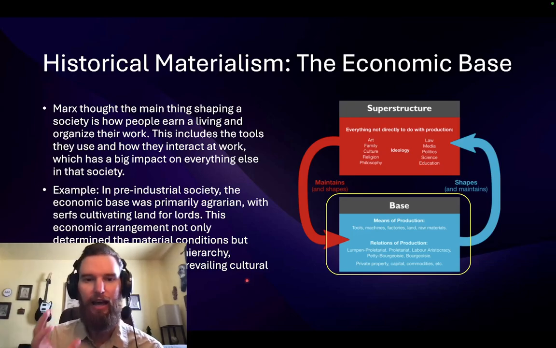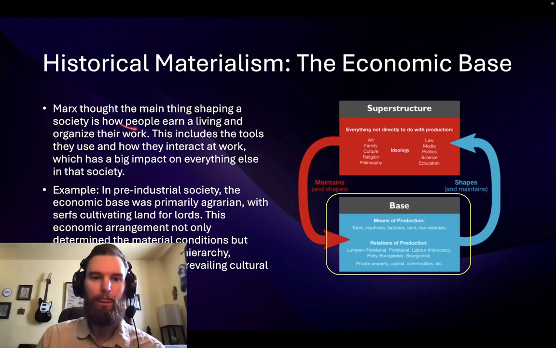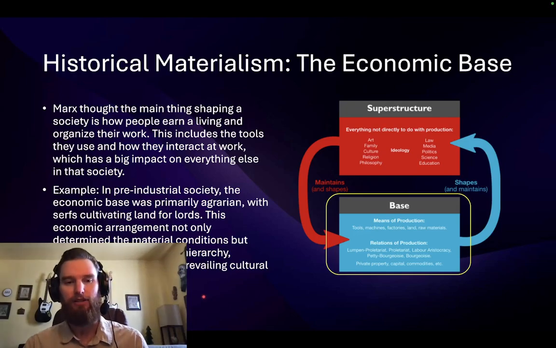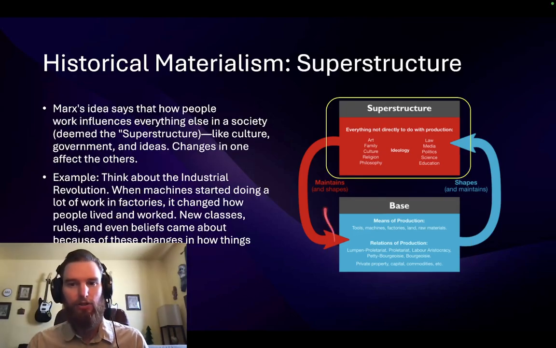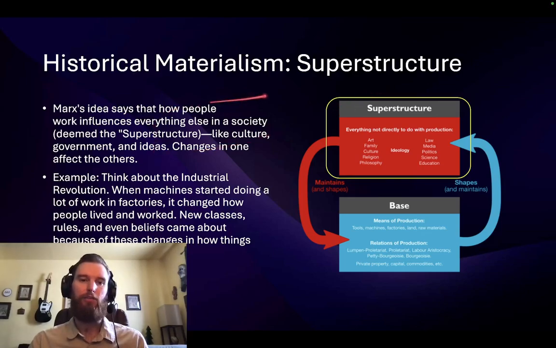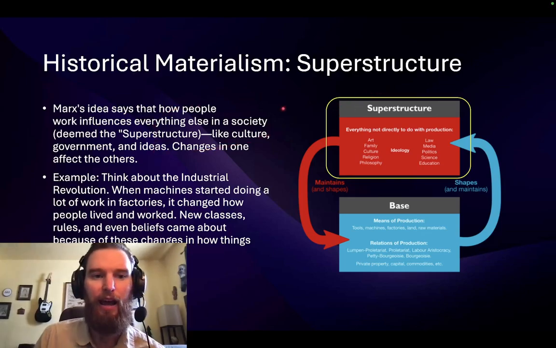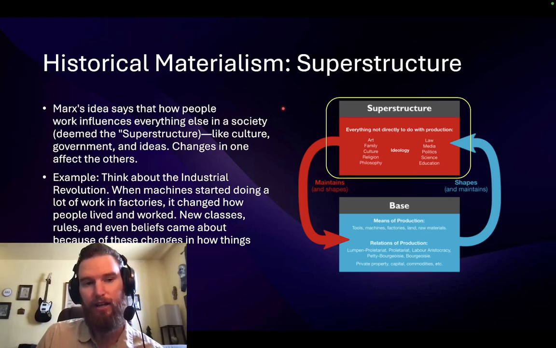But again, he's looking at how people earn a living and organize their work, and the relation of that with other aspects of society. Then there's the superstructure, the top part. Marx's ideas say that how people work influences everything else in society, deemed the superstructure, like culture, government, and ideas. Changes in one affect the others.